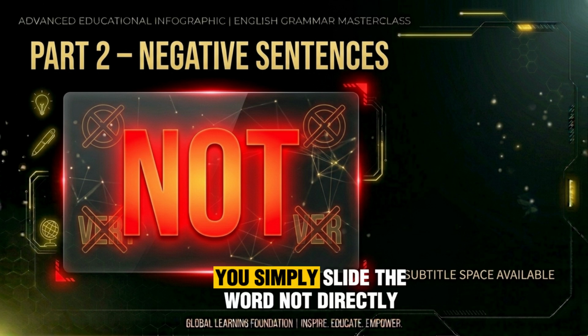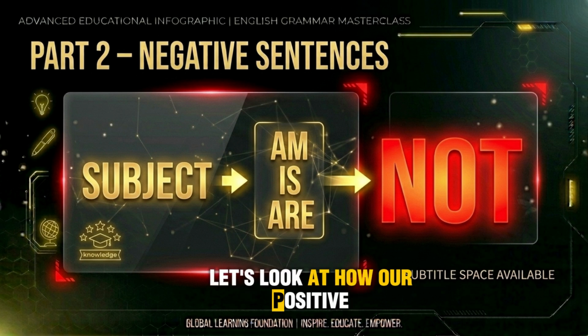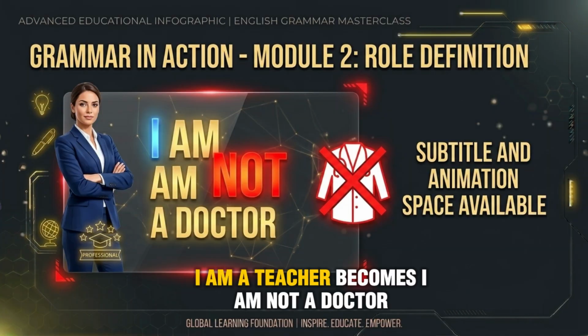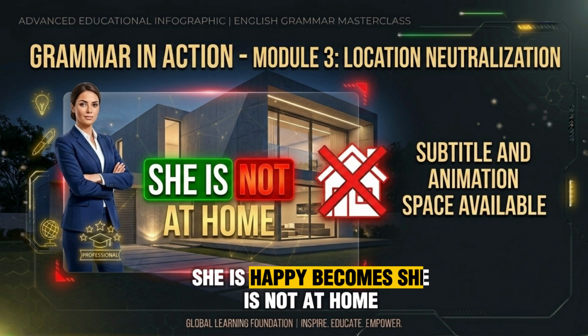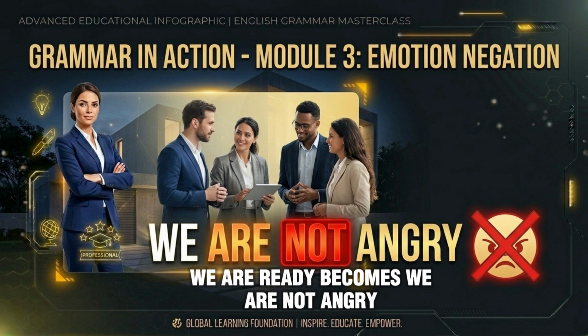You simply slide the word not directly after the verb. Let's look at how our positive sentences change when we make them negative. I am a teacher becomes I am not a doctor. She is happy becomes she is not at home. We are ready becomes we are not angry.